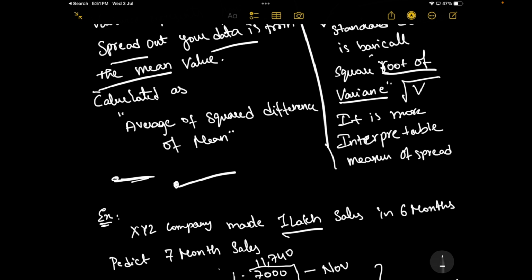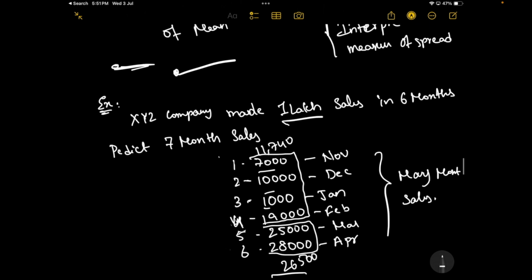In a company, how are variance and standard deviation used? Most companies, even my company sometimes, use this to predict the next month's sales. Based on our previous data and seasonal things, we add everything and find the next month's sales. So how can you find the next month's sales?